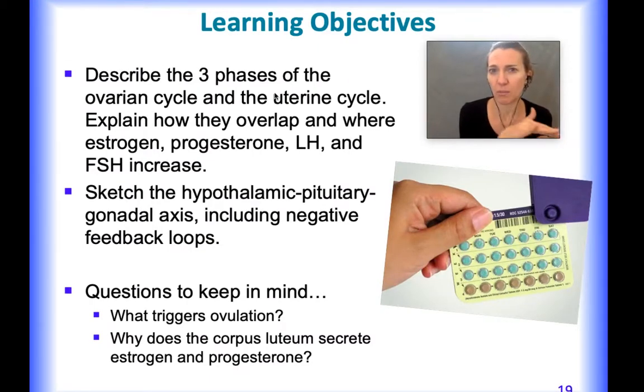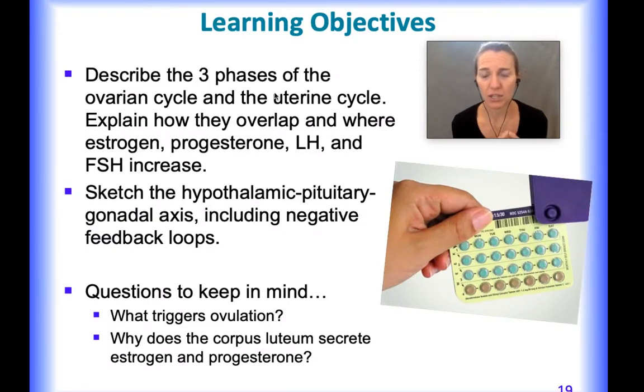Just as we saw with the male reproductive system, it's going to be imperative that we understand the hypothalamic-pituitary-gonadal axis here. It's going to review a little bit of what was covered with the male reproductive system, with a lot of parallels with the adrenal gland as well, right? Because previously we'd seen the hypothalamic-pituitary-adrenal axis. So how do these negative feedback loops work?